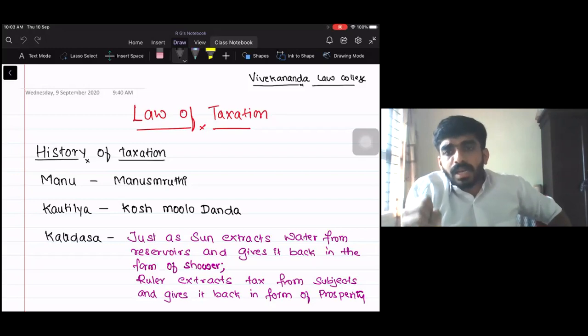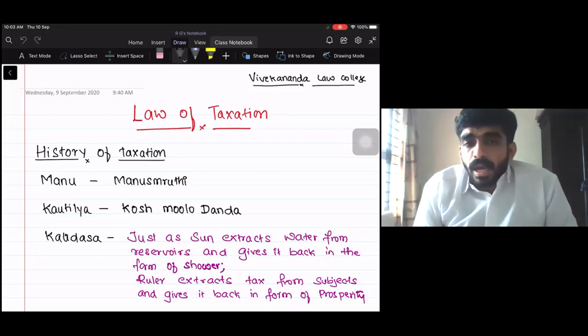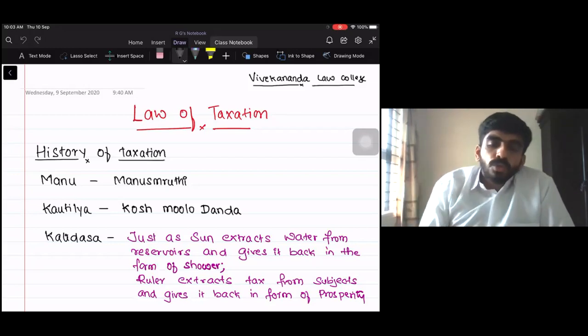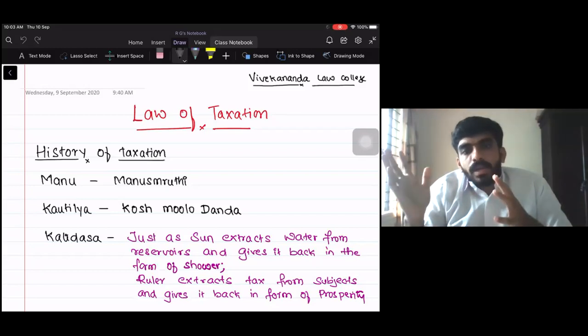Similarly, when it comes to taxation, if I go directly to the Income Tax Act 1961, it doesn't feel very good for us to understand how this taxation system came into India or what the background is. So I'm trying to put in some history for you so that you can have an idea of how taxation came into India.